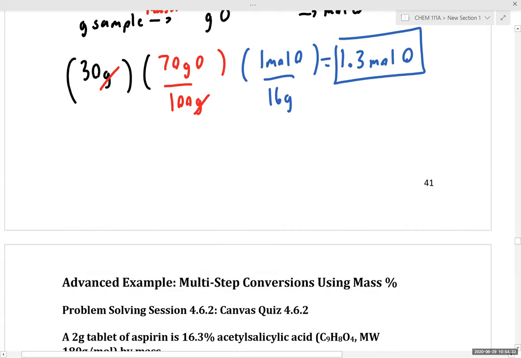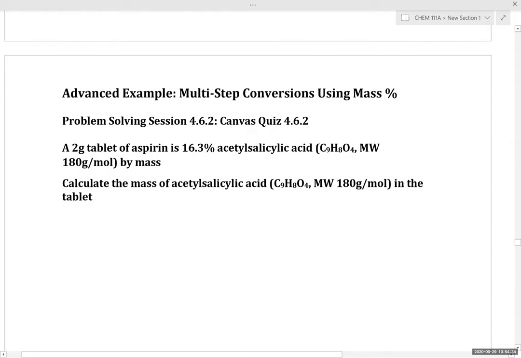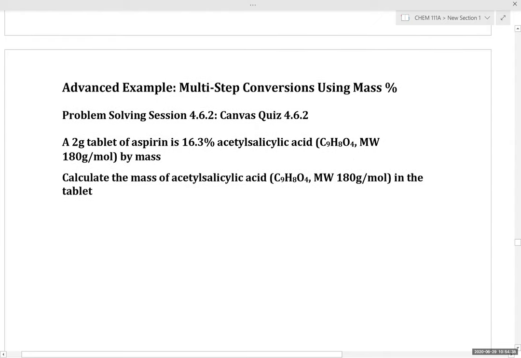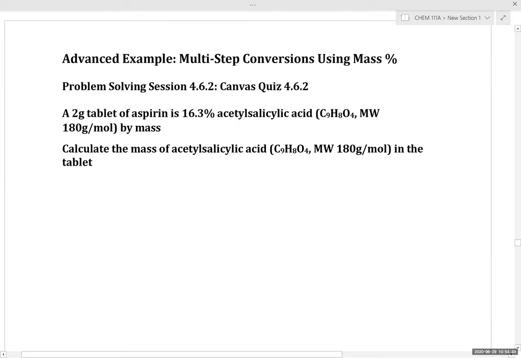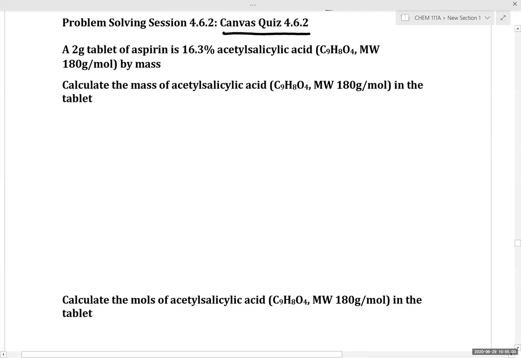Let's continue our problem solving. So let's do an advanced example now. In this case, we're dealing with multi-step conversions using mass percent. So I'd like you, when working through this problem, to try to submit your responses in the chat verbally or via Canvas quiz 4.6.2.